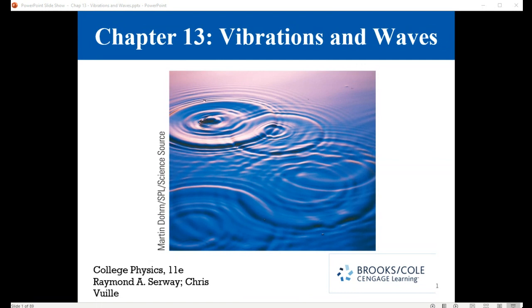So we will learn all about periodic motions. A periodic motion is a motion that repeats over and over again with time. This is an important motion in nature that when we study physics, we try to understand all about it.